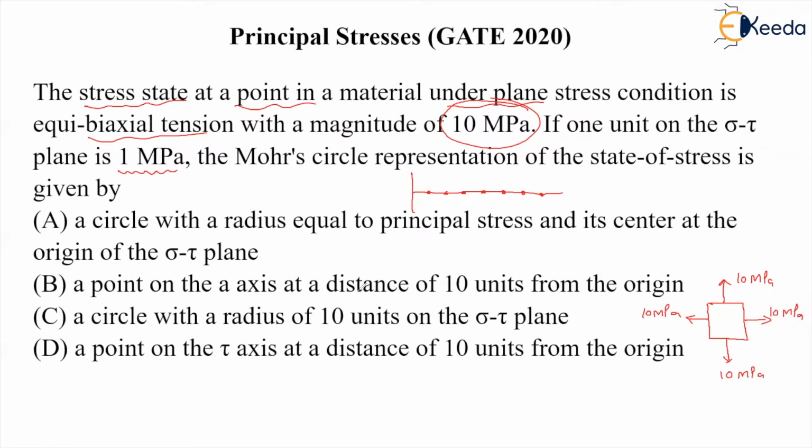So we have to find the Mohr circle representation, that is, what the condition will be. Whether it is a circle with radius equal to the principal stress, whether it is a point, whether it is a circle with 10 units of sigma tau, or whether it is a point on the tau axis. So what is the condition, right? You should know that this is a point on the normal stress axis, right? So let us solve this question.